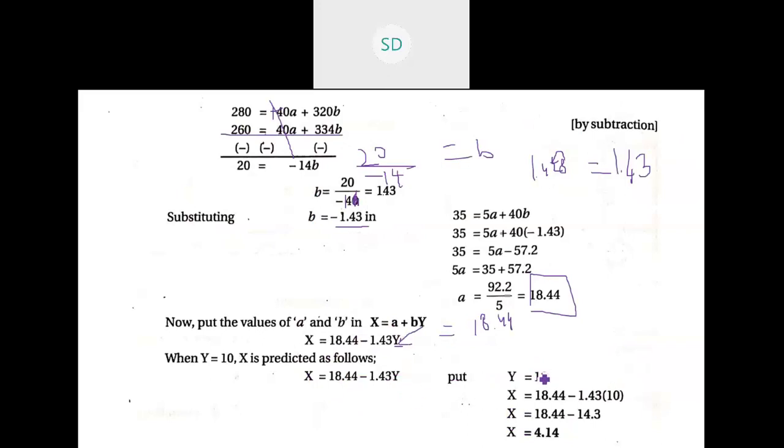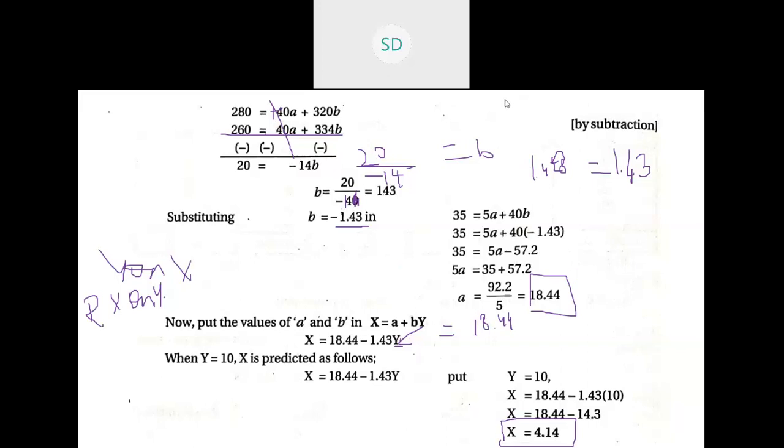When you substitute y is equal to 10, this 1.43 will become 14.3, and the value of x at the end after simplification will be 4.14. So this is how we find the value of x and y when the regression is x on y. So that is your first question, a complete solution with two regressions, that is y on x and x on y. Both we have solved in one question only.